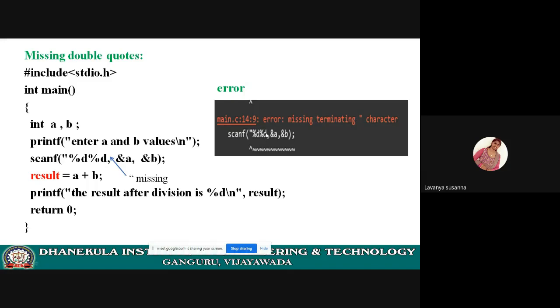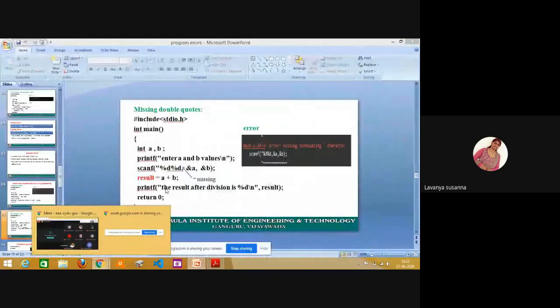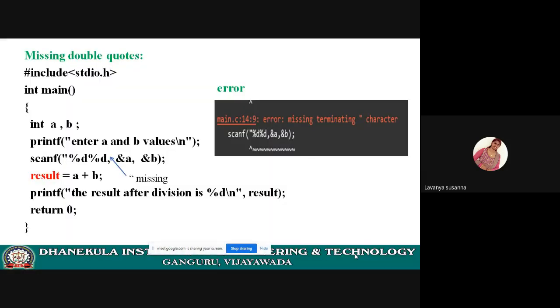In Turbo C, it will display the line code and line numbers also, so you can easily identify. Remember this: if you are opening, you need to close. If you are opening the double quotes, you need to close the double quotes. These are the most common mistakes done by the user. You need to understand what type of mistakes you are doing and how to rectify them.